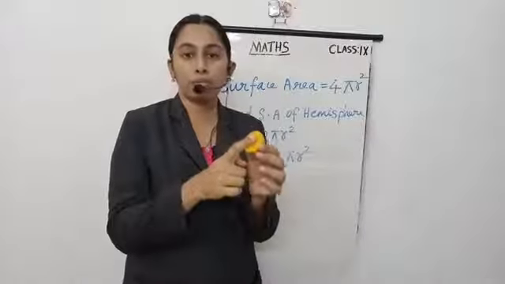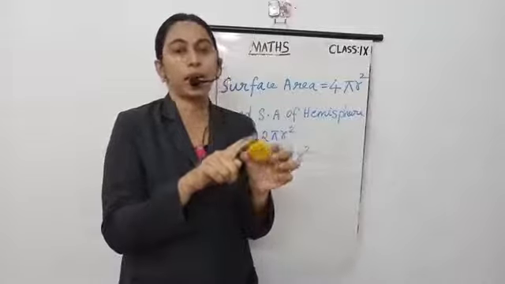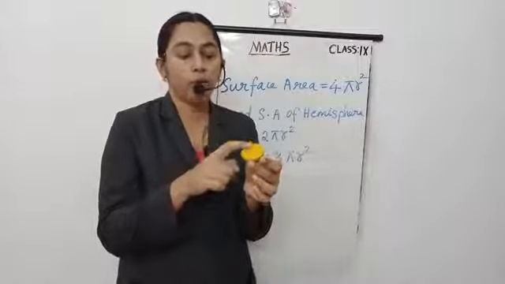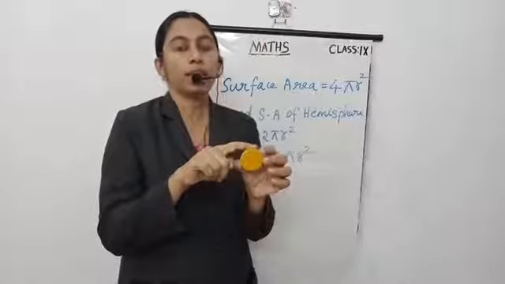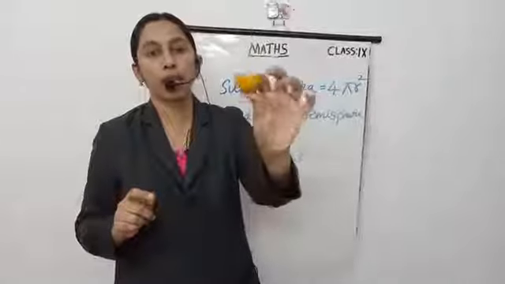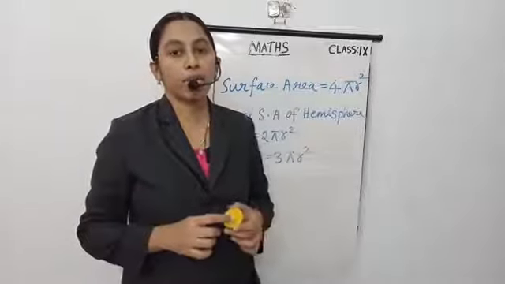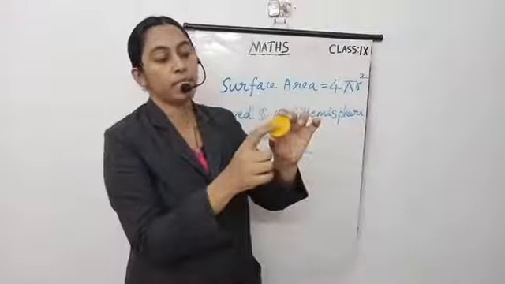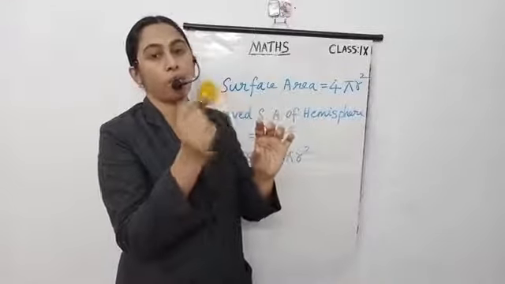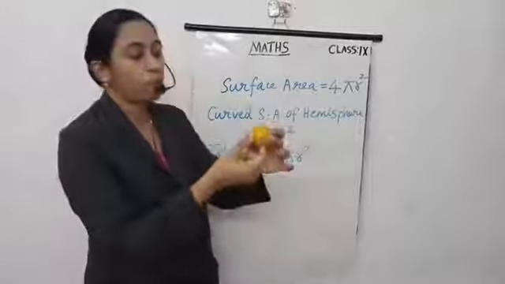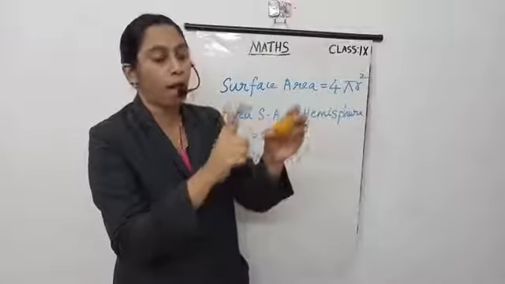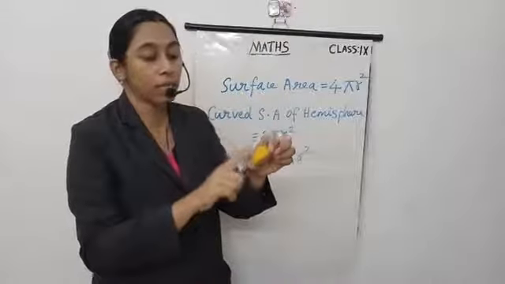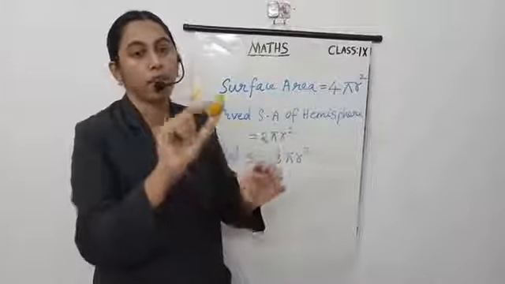Now next, the total surface area means this curved surface area plus the area of this circle. This is a circle face. So we add the area of this face. Now what is the area of a circle? Pi r square. So this area, 2 pi r square, plus this pi r square, we get 3 pi r square. That is, 3 pi r square is the total surface area of a hemisphere.